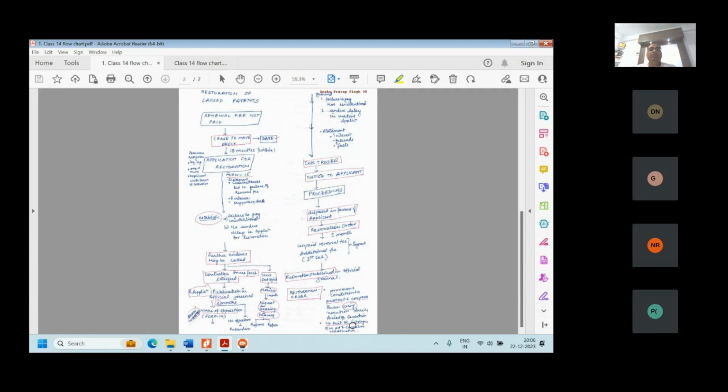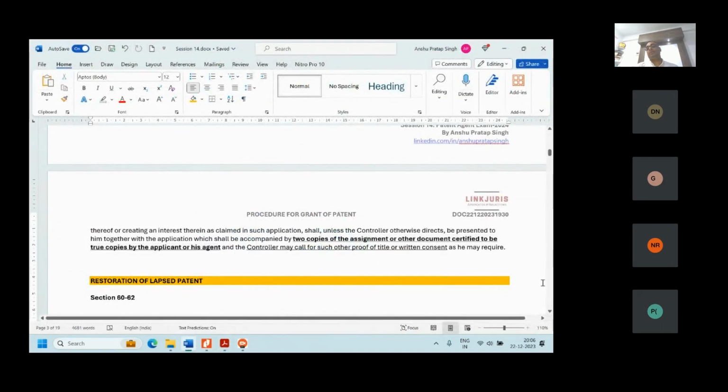One term is no suit. You cannot go for an infringement action for the time when your rights were in cessation. Since you never had the right, your rights were in a suspended mode, you cannot file a suit for infringement for the activities done during that period. So this is how the restoration of a lapsed patent happens. Okay.